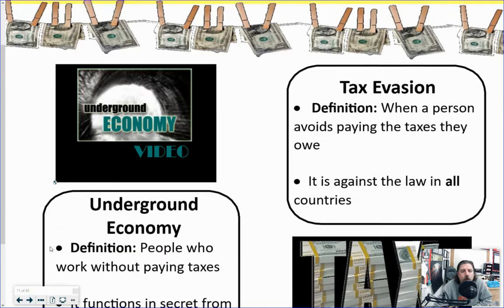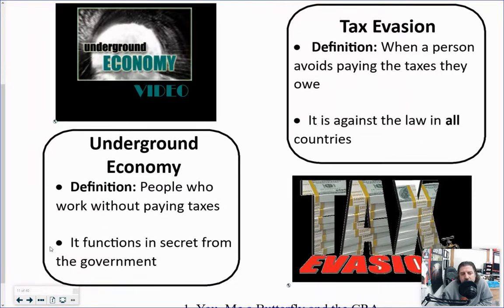The definition of the underground economy is people who work without paying taxes. It functions in secret from the government. So if you work for a friend and they give you money for that service provided, and you do not report that as far as your income, that is an underground economy.